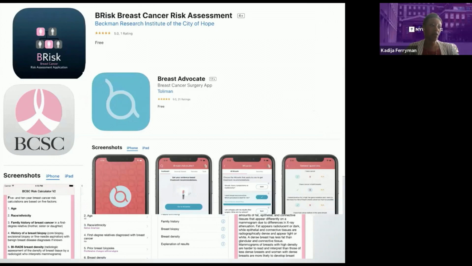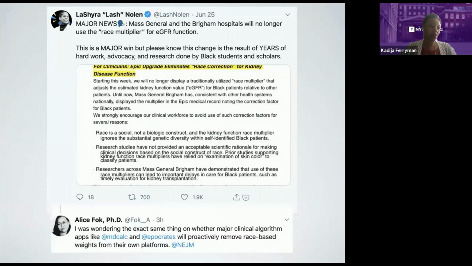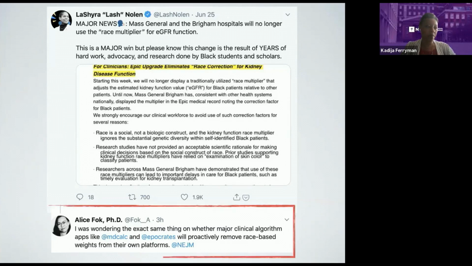The "Hidden in Plain Sight" article brings light to the questions that have been raised by clinicians and others, and there seems to be an increasing awareness and critical reflection about the use of racial correction in medicine. Recently, Mass General and the Brigham Hospitals announced that they will no longer use racial correction for eGFR, a kidney function test. But Dr. Alice Falk on Twitter, in this excerpt, raises the question that is pertinent for our consideration of oncology apps. Will app developers follow suit? Will app developers no longer use racial correction in the development of their apps?